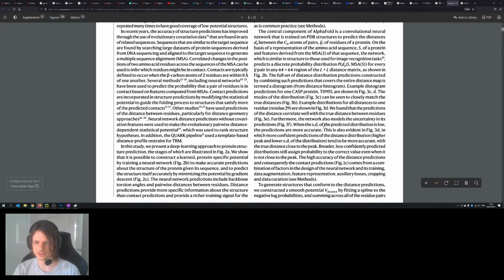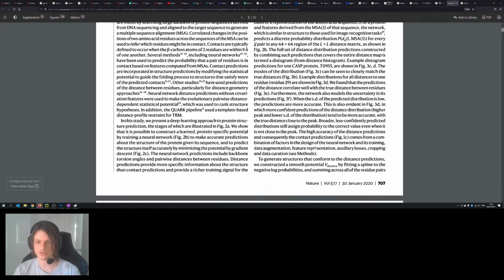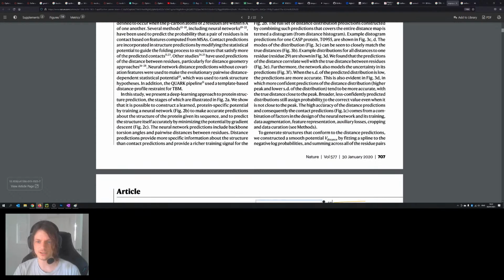So, when the SD of the predicted distribution is low, the predictions are more accurate. This is also evident in figure 3D, in which more confident predictions of the distance distribution, higher peak and lower SD of the distribution, tend to be more accurate, the true distance close to the peak. Broader, less confidently predicted distributions still assign probability to the correct value, even when it is not close to the peak. The high accuracy of the distance predictions, and consequently the contact predictions, figure 1c, come from a combination of factors in the design of the neural network and its training: data augmentation, feature representation, auxiliary losses, cropping, and data curation, see methods.